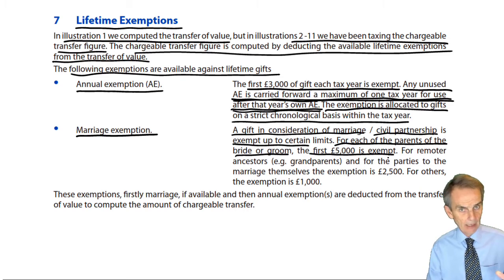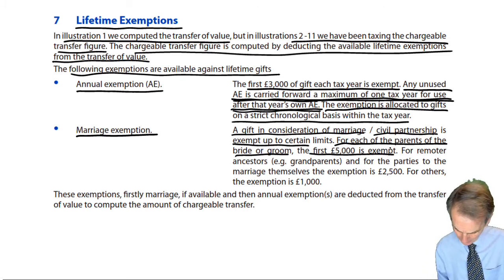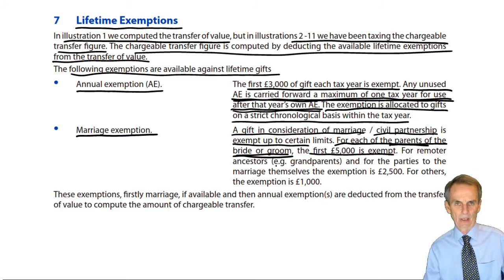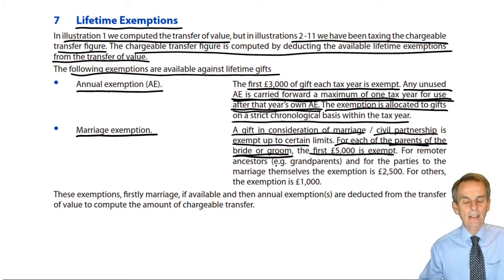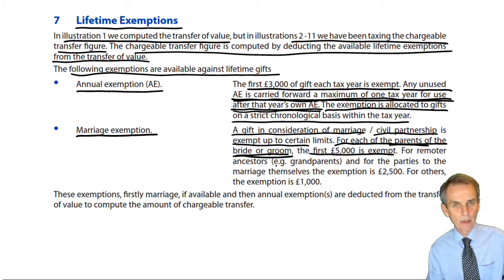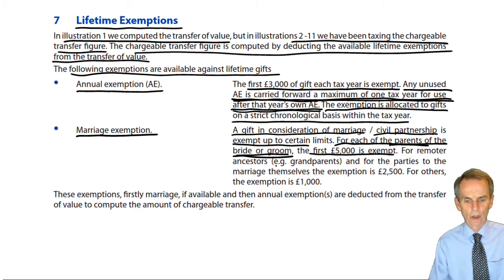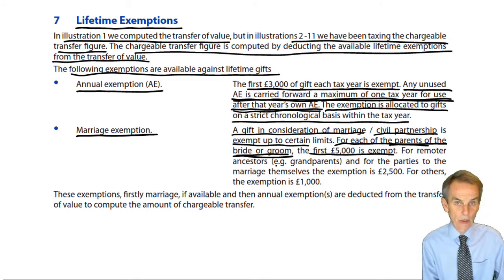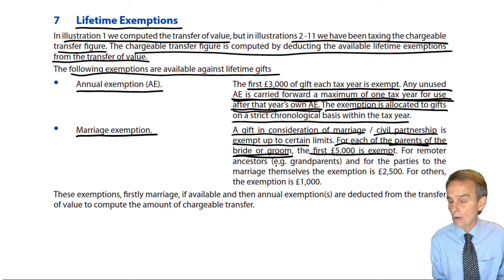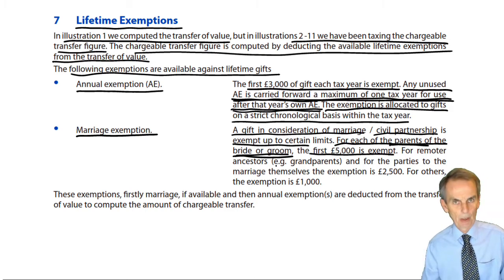The marriage exemption first, £5,000, because we're dealing with a parent of the bride or groom there. The first £5,000 is exempt. We would then still have a further £3,000 of the transfer of value otherwise chargeable. But if this was the first transfer, or simply the only transfer made in the tax year, as I suggested, then we would apply the annual exemption of £3,000.